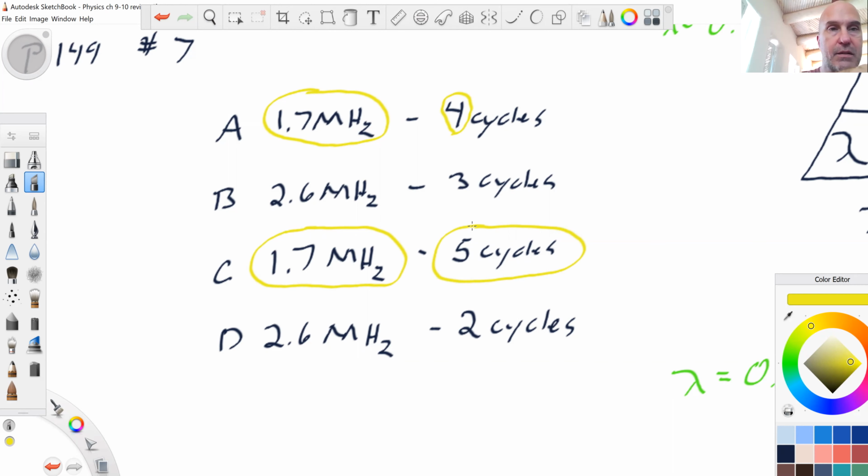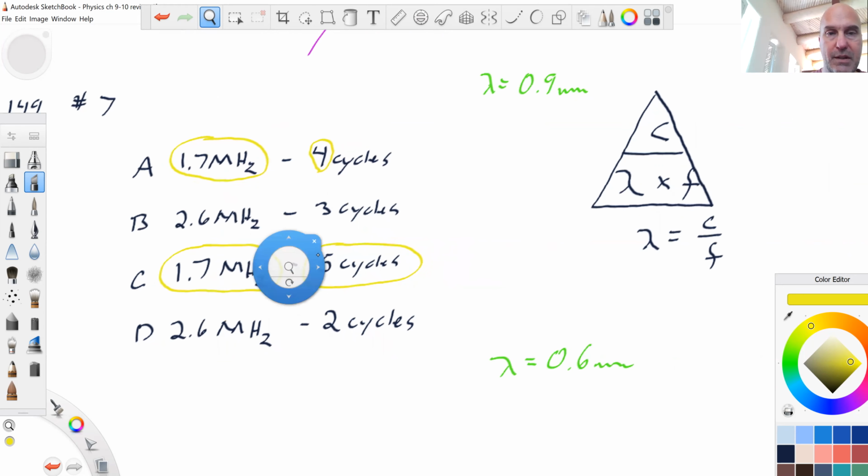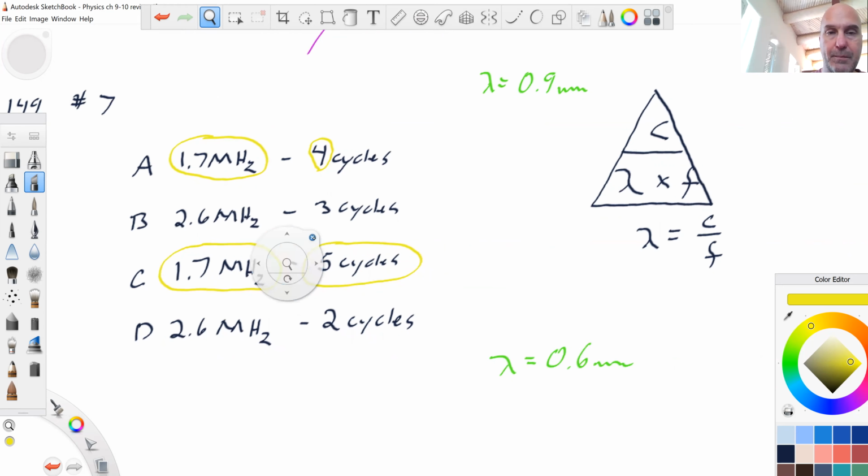I decided to take it just a step further and say, okay, what does that even mean? Let's think about what this means here.